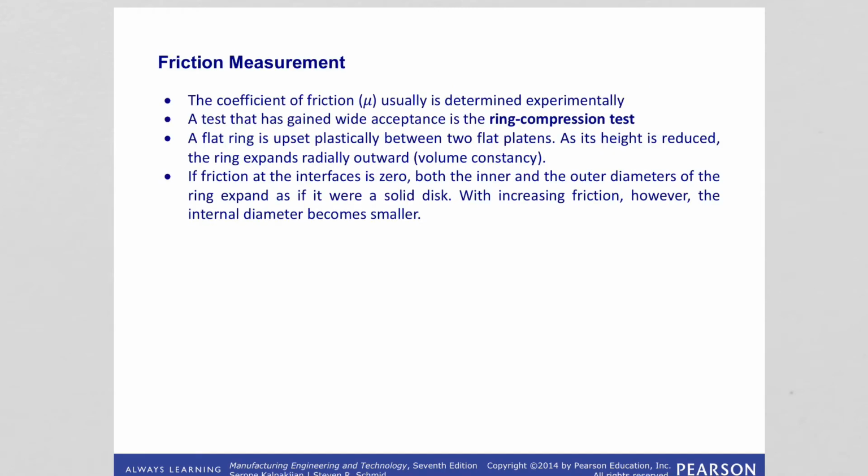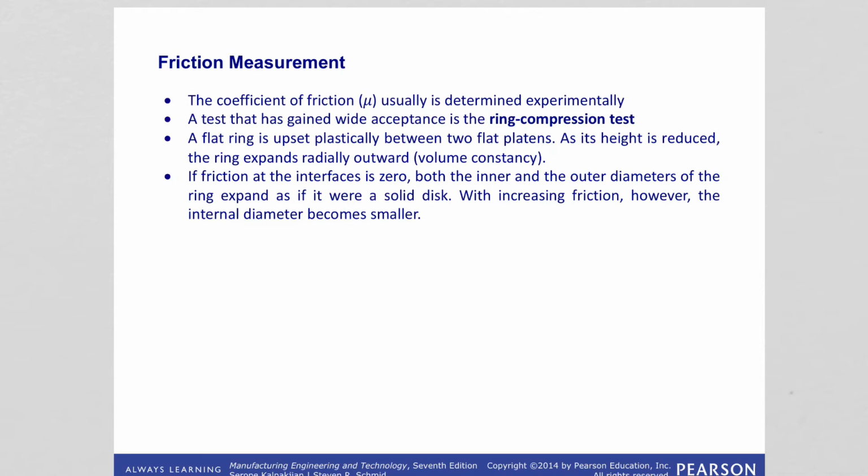How do we measure the friction coefficient? As I said, it is determined experimentally because it depends on many parameters. What type of two different materials are interacting with each other? Do you have a lubricant? Do you have forces? Many parameters will affect the coefficient of friction. So this is determined experimentally, and a widely accepted test is the ring compression test.